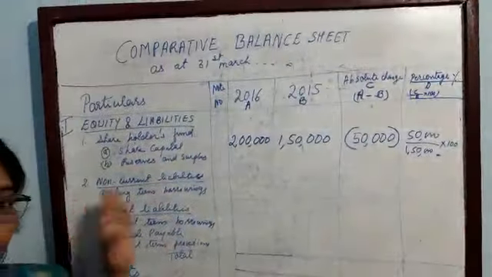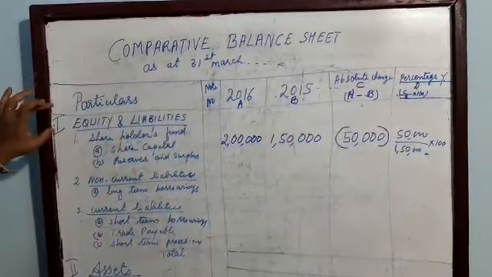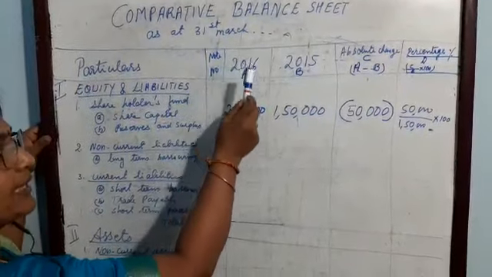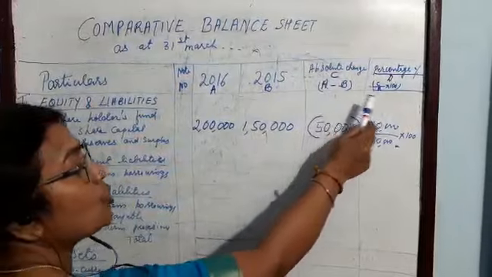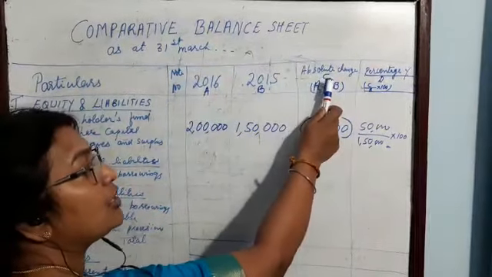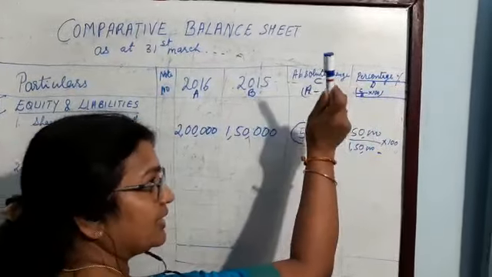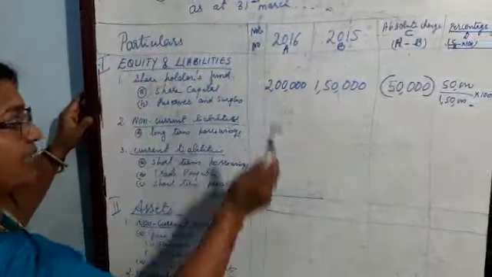That one is vertical, and this one is horizontal format. In the format, the columns are particulars, note number, then current year, and previous year. These are two columns you should put. The third column is absolute change, and the fourth column is percentage. In the questions, the current year and previous year are given.